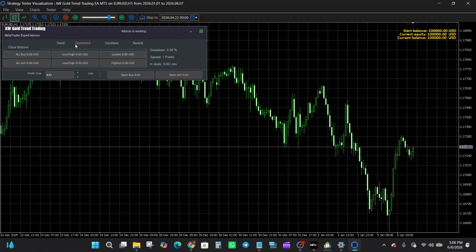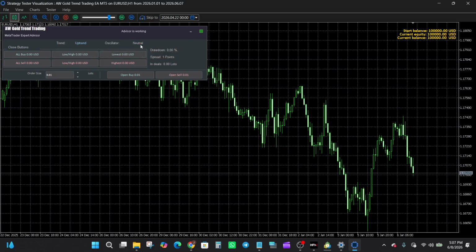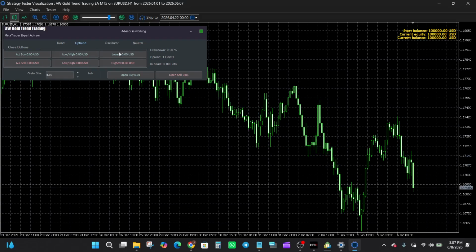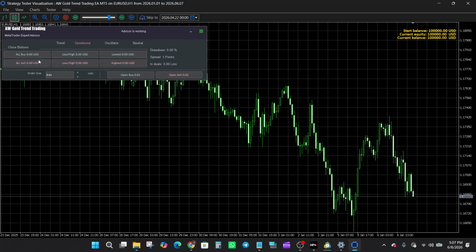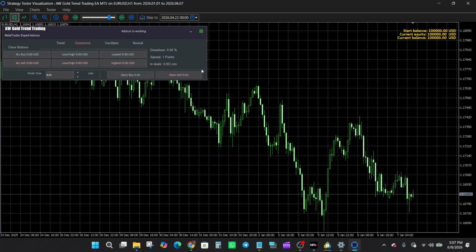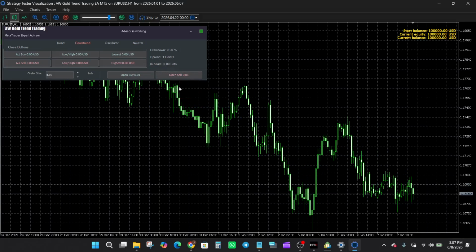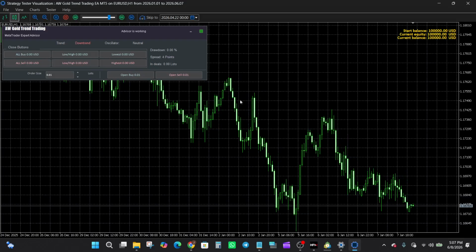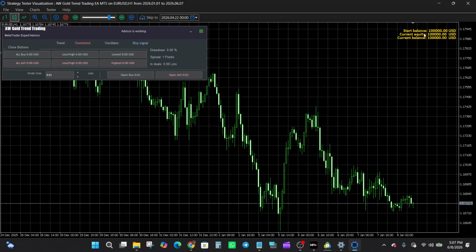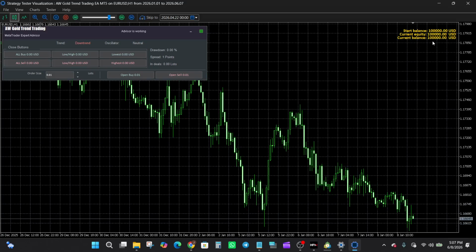So here we can see trend showing the prevailing trend, and then oscillator, whether it's overbought, oversold, or whatever, neutral. Here we can also see the close buttons here: all buy, all sell, low high, lowest, highest, and then the drawdown in percentage, the spread, and then in deals. Okay, and this is for open buy, open sell. All right, and then here we have the start balance, the current equity, and the current balance.